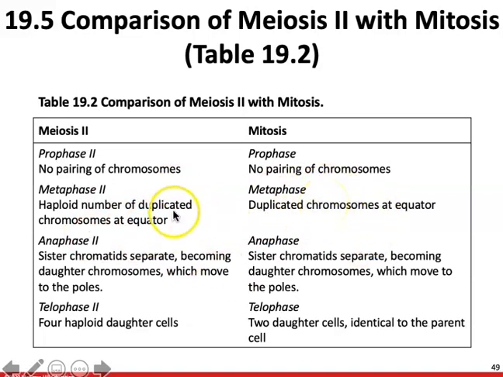In both cases of anaphase, we're going to see those sister chromatids separate. They're going to become daughter chromosomes and move to the pole. And at the end of telophase 2, we have 4 haploid daughter cells, as opposed to in telophase of mitosis, we have 2 daughter cells identical to the parent cell.